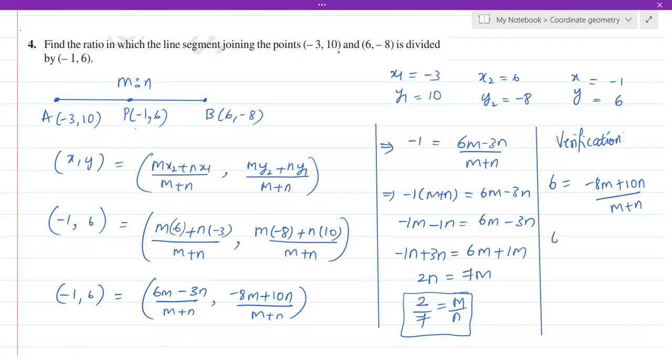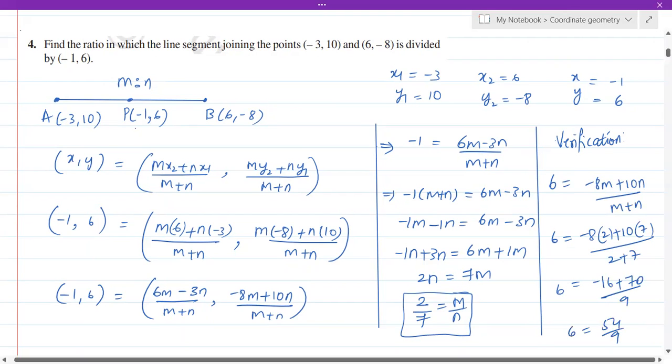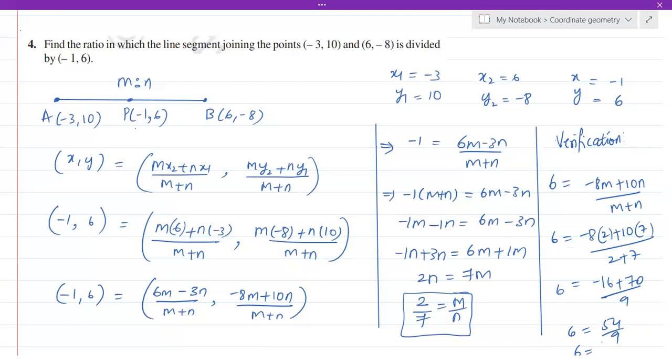Whatever the value of m that we have got, let's substitute. What is the value of m that we have got? It is 2, and the value of n is 7, divided by 2 plus 7. So minus 8 into 2 is minus 16, 10 into 7 is 70, divided by 9. Minus 16 plus 70 is 54 by 9. 54 by 9 is what? 6. So 6 is equal to 6.